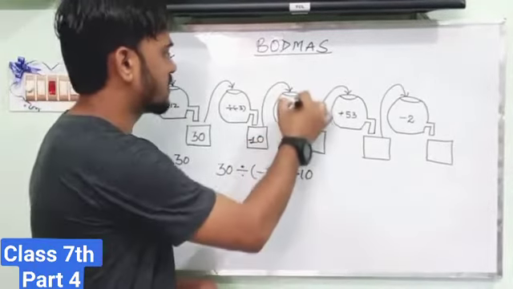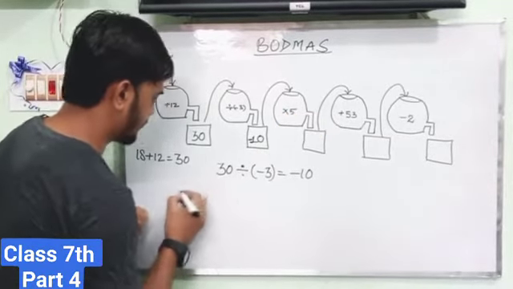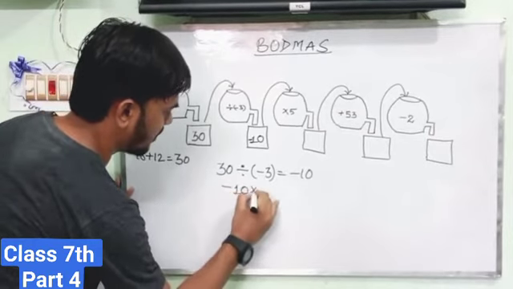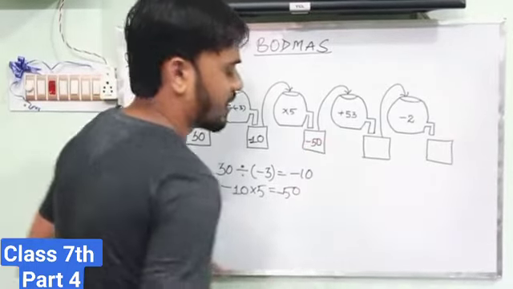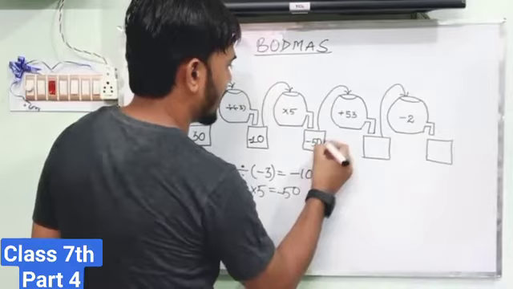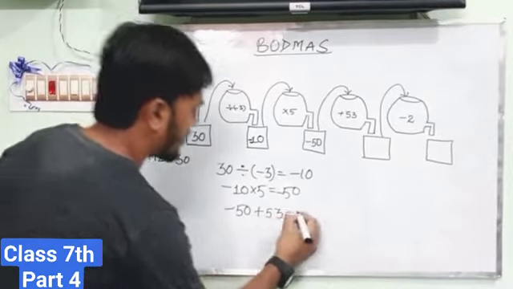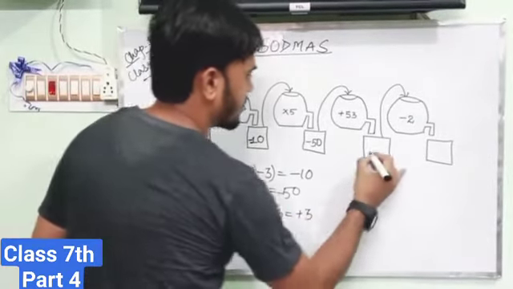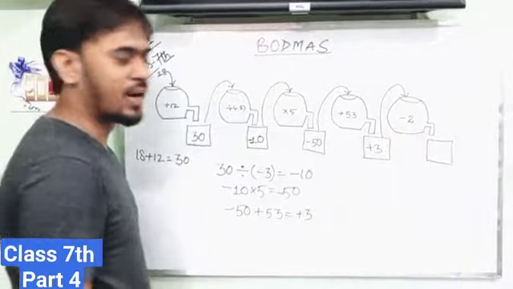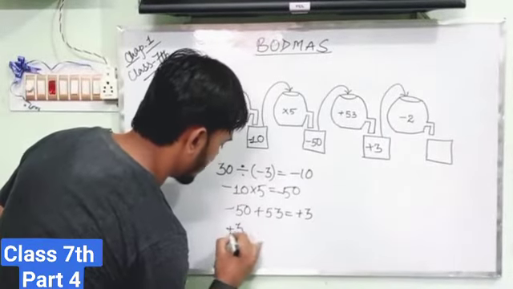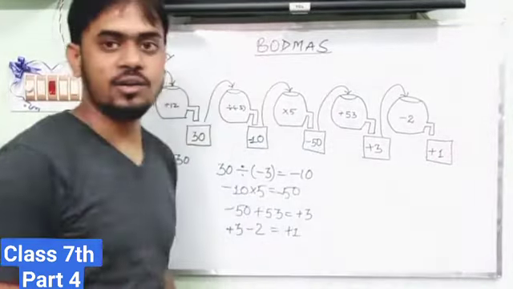After that, this minus 10 you have to put in your next barrel, where it is multiplied by 5. Minus 10 multiplied by 5, you will get minus 50. In the next barrel you put minus 50 and add 53, and you will get plus 3. At last, you put plus 3 in the last barrel, minus 2. That means plus 3 and minus 2 is equal to 1. Then your result will be 1 at your last barrel.